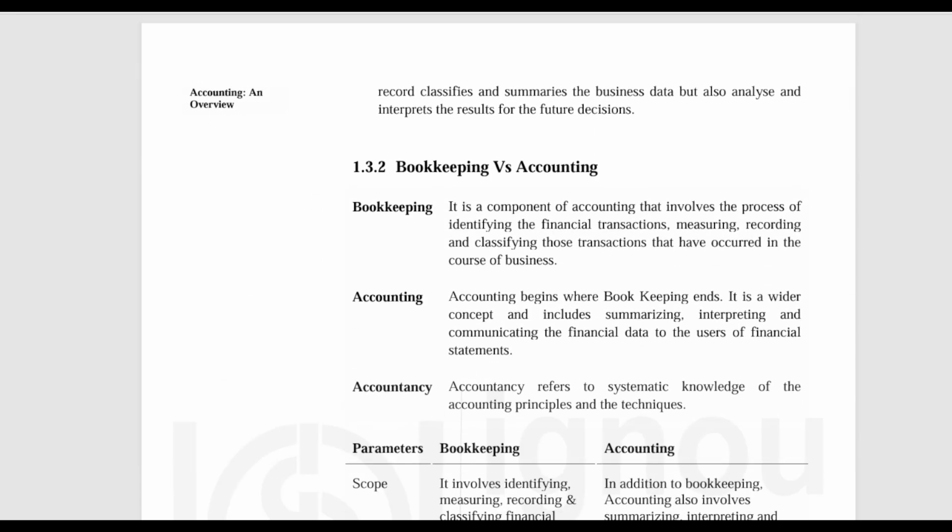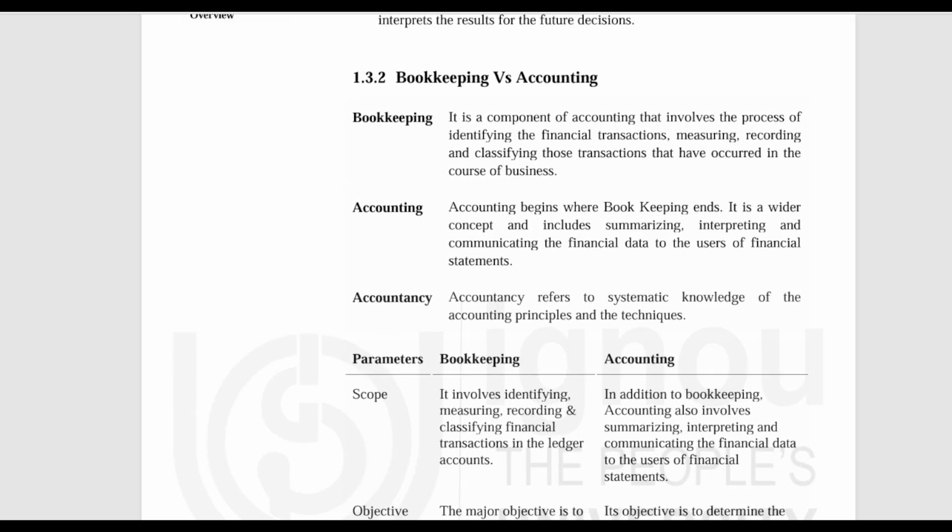And also there is bookkeeping versus accounting. What is bookkeeping? It is a component of accounting that involves the process of identifying the financial transaction, measuring, recording, and classifying those transactions that have occurred in the course of business. And accounting begins where bookkeeping ends. It is a wider concept and includes summarizing, interpreting, and communicating financial data to the users of financial statements. What is accountancy? Accountancy refers to systematic knowledge of accounting principles and the techniques.